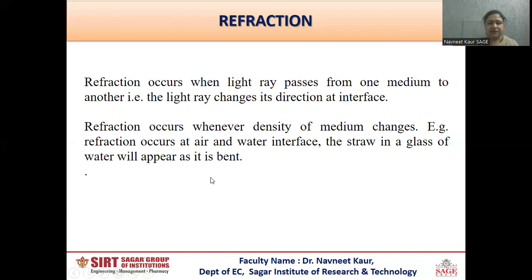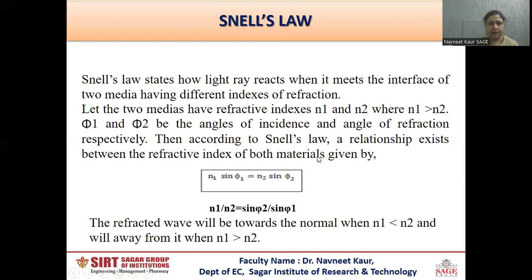For example, suppose we have two mediums, one is air and another is water. At the air and water interface, when a light ray comes, it will change direction when it passes from the air medium to the water medium. So, a straw or pencil in a glass of water will always appear bent. Now, Snell's law. Snell's law states how a light ray reacts when it meets the interface of two media having different indices of refraction.